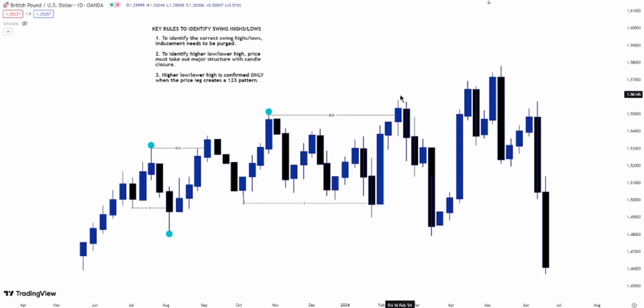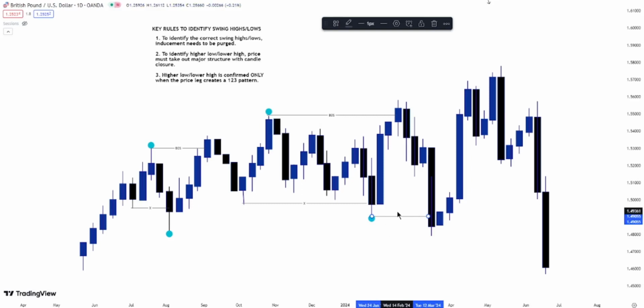It didn't create it. Okay? So now, if you mark this because it has simply met rule number 2, you mark this as your major structure. By the time price takes out this major structure that you mark here, you will call this a CHOCH, that price has changed character.